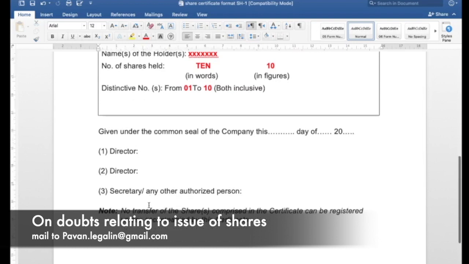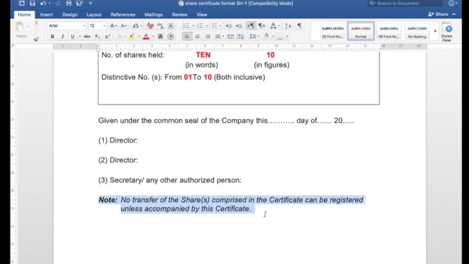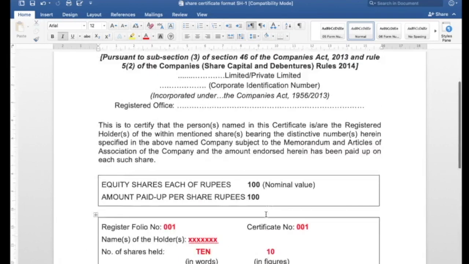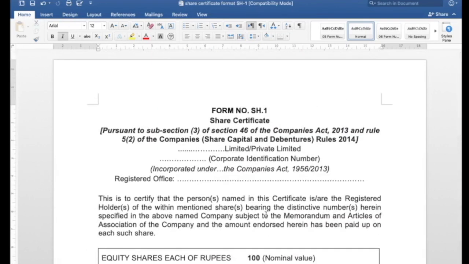And the last one is this particular note saying that no transfer of shares comprising of the certificate can be registered unless accompanied by the certificate. This is a mandatory line, and this should remain the same. Do not delete this. This is how you'd basically fill a share certificate.